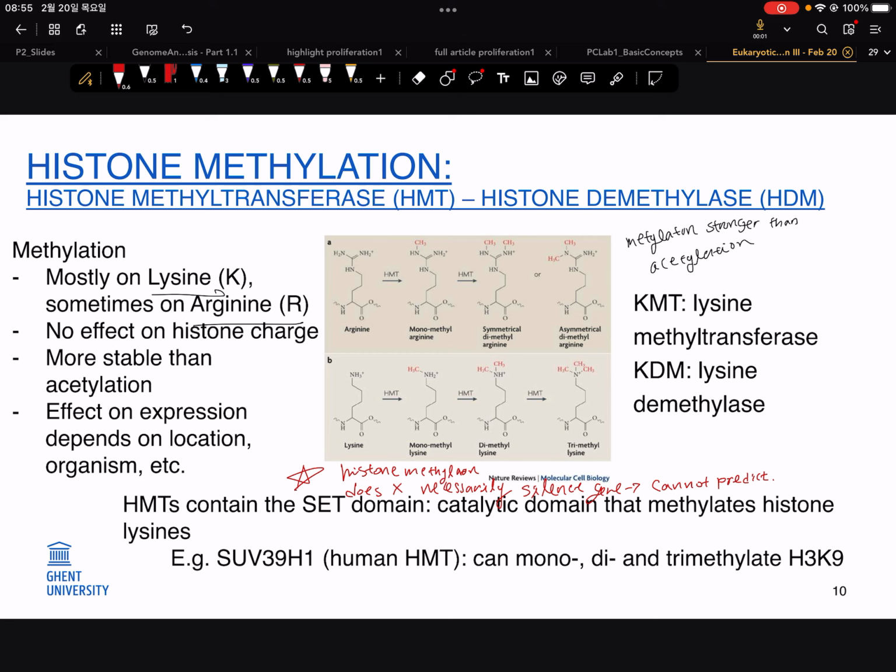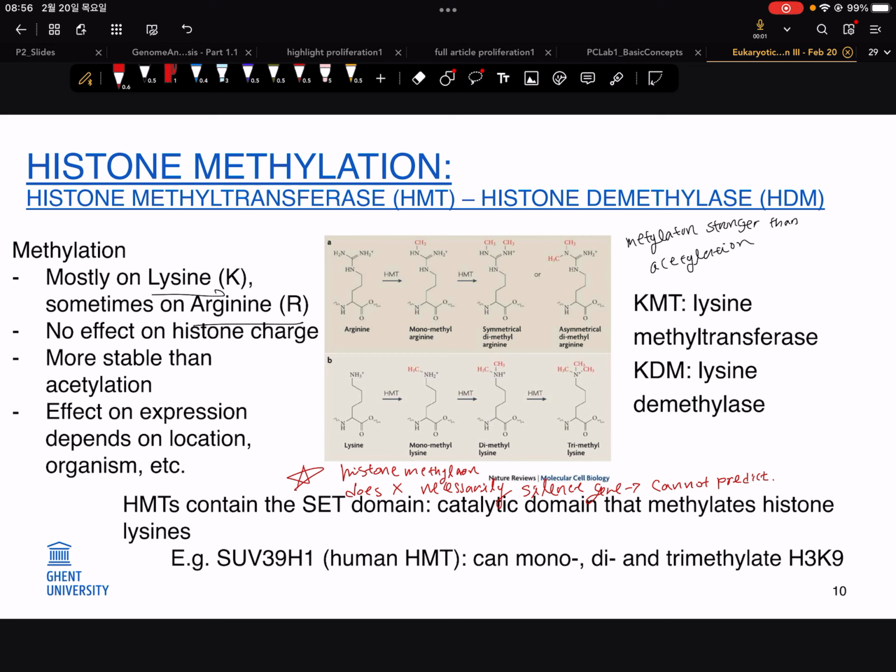Histone methyltransferases typically contain the so-called SET domain, and we will talk about SETDB1 (a human histone methyltransferase) in one of the next slides. I'm now wondering if it's today or next week that this protein will pop up again. It's probably next week. That's why I specifically put it on this slide. It is a human histone methyltransferase, and it can do these three reactions: monomethylate, demethylate, and then trimethylate.